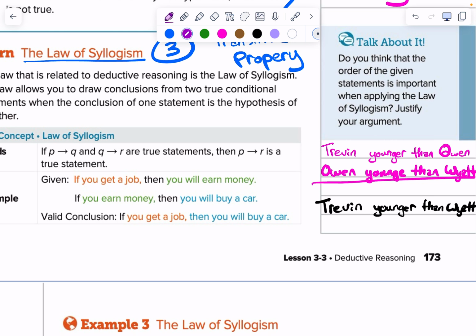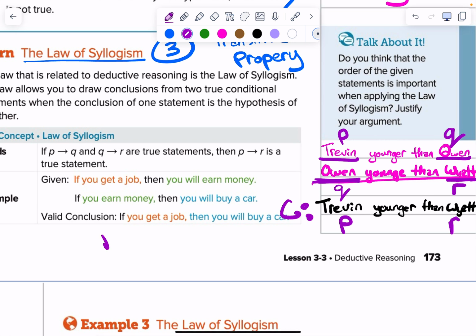Okay, so let's analyze this. Let's figure out these parts. Trevin is statement P. Owen is statement Q. Then in the next line, Owen is the Q part again. Wyatt is R. So our conclusion is that Trevin is younger than Wyatt, which is saying that P and R go together. So it goes P, Q, Q, R, P, R, right?